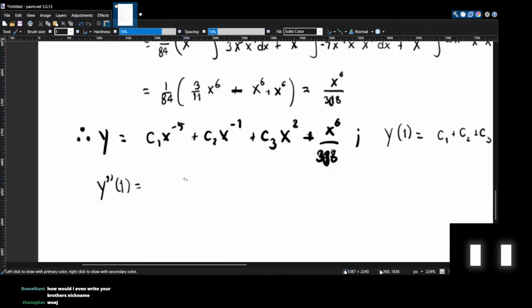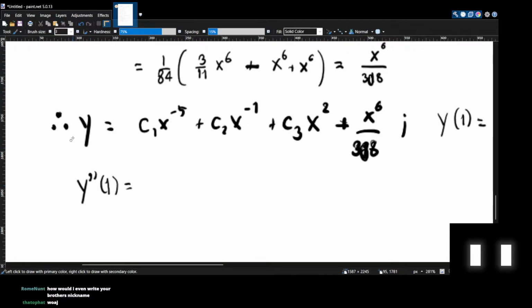We're solving differential equations. Alright, if I take the second derivative, the first derivative is gonna be -5, second derivative is gonna be positive 20, so it's gonna be 20c1. This one, first derivative is gonna be -1, and then second derivative is gonna be positive 2, so it's gonna be plus 2c2.